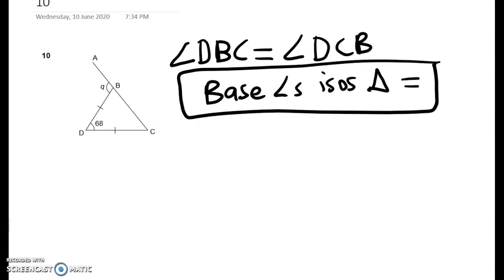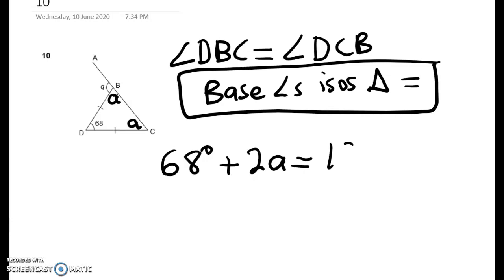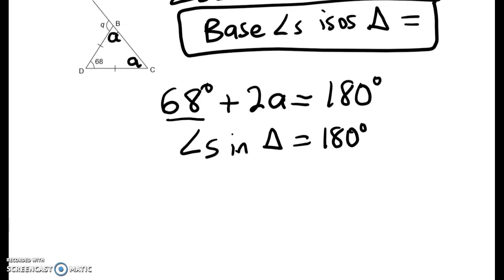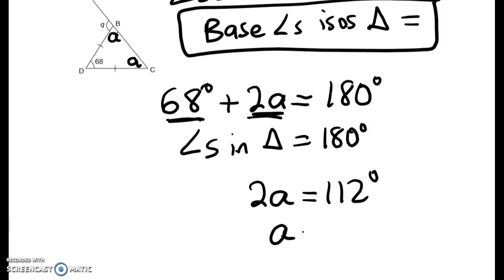So what can I say about this angle and this one? Well, 68 degrees plus, and I'm going to call this one angle A, and so this one will be angle A, plus 2 lots of angle A is equal to 180 degrees. And that's because angles in a triangle equal 180 degrees. That means that 68 plus something is 180, so 2A is equal to 112 degrees. So one lot of A is half of that, 56 degrees.